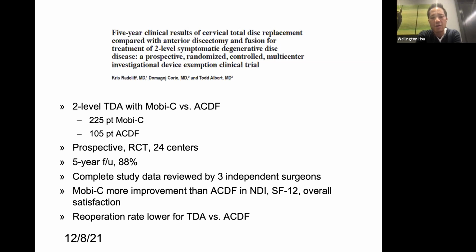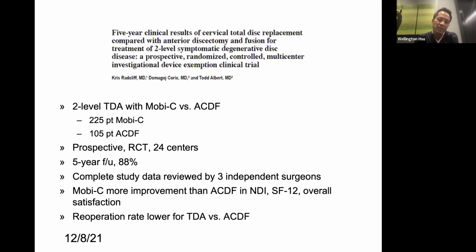And this study, along with others, has shown that when you just compare 2-level patients with each other, there could be a significant improvement in outcomes and reoperation rates at the 5-year period of time. And I believe this because it's not just this one study, but a multitude of studies that have shown this.